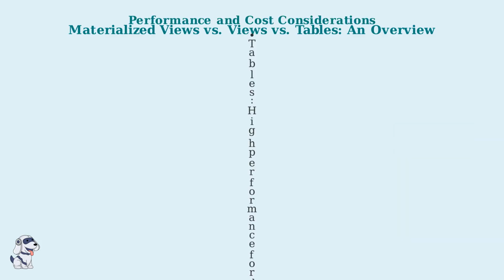Performance varies. Tables offer high speed for direct access, but can degrade with complex operations. Views provide fast access for simple queries with no storage cost. Materialized views deliver rapid query times after refresh, but incur storage and compute costs for maintenance.